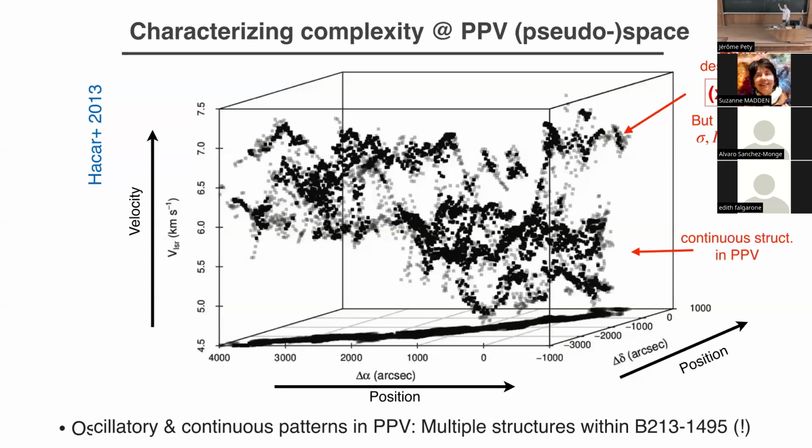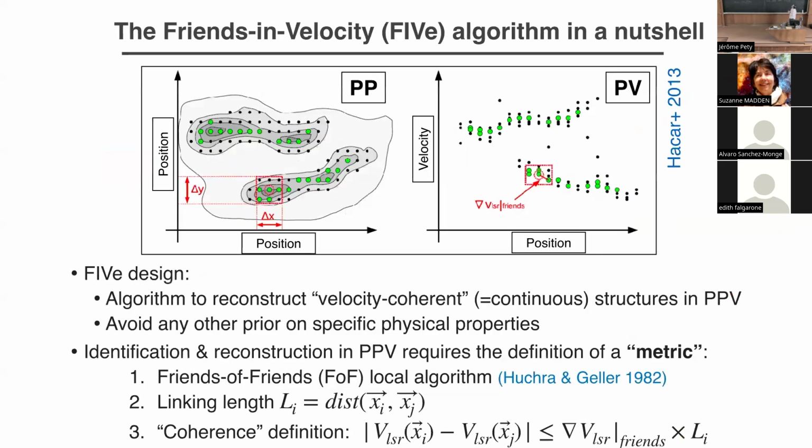And the assumption that we wanted to make is that this continuity in this position velocity space corresponds to true continuity in the position velocity space, right? So how do you do that? I spent some time doing it by hand, but of course you want to make this automatic. So we created an algorithm called friends in velocity, which is the simplest thing that you can try.